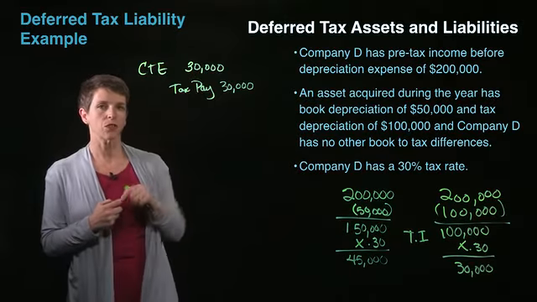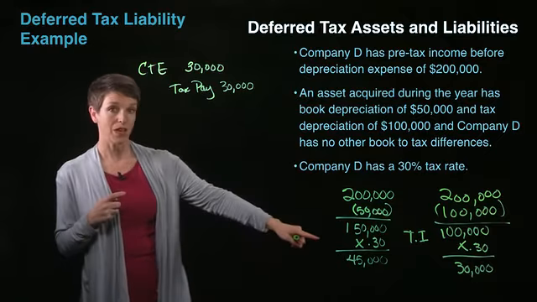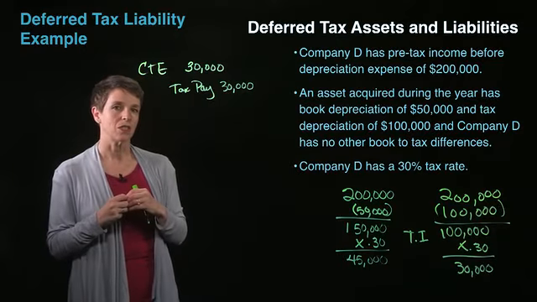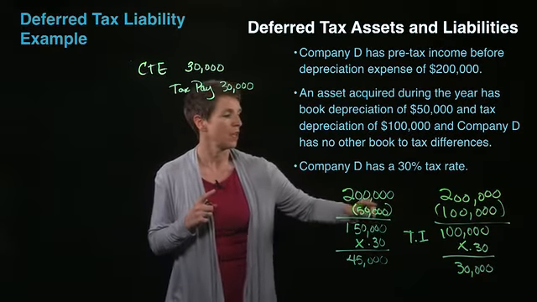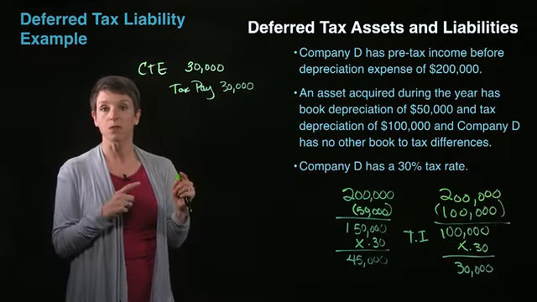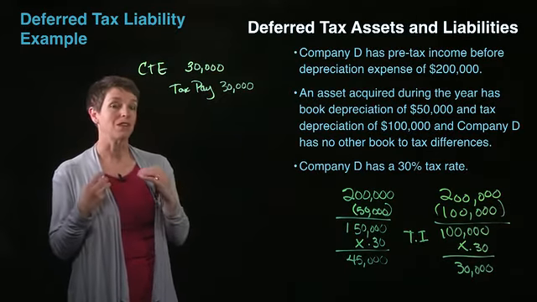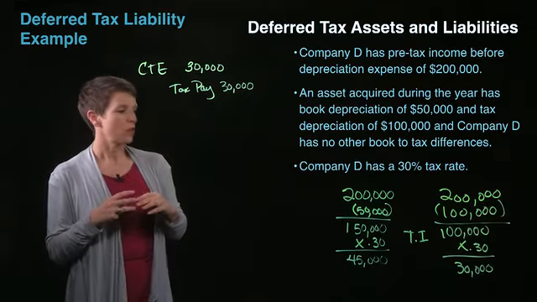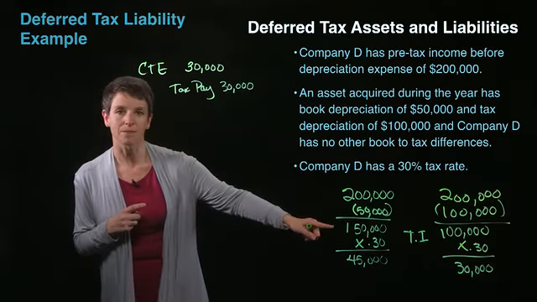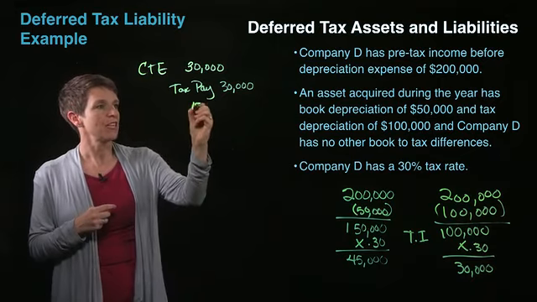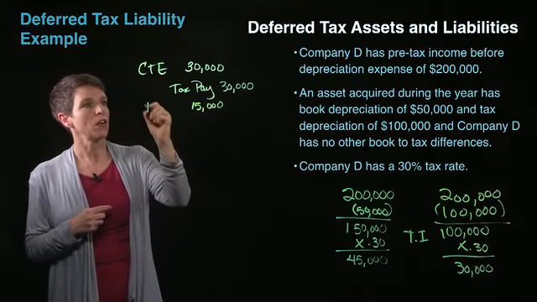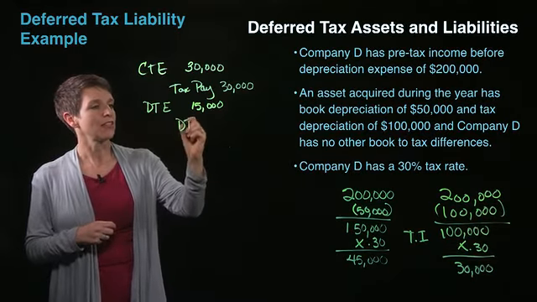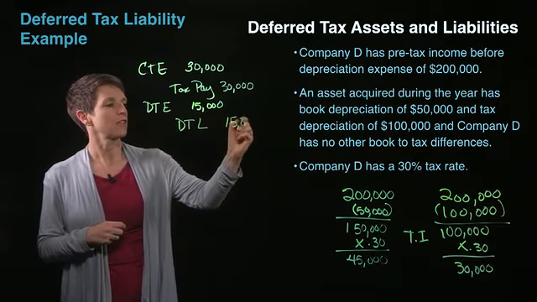I've already expensed $30,000 because I paid it. But I have additional income that I'm recognizing on my books this year because of this difference between the amount I get to take as a deduction for depreciation on my tax return and the amount that we've expensed in the income statement. That $50,000 difference is what's creating a difference in my income. So I need an additional $15,000 of expense. We're going to call that deferred tax expense, and we'll create a deferred tax liability for $15,000.